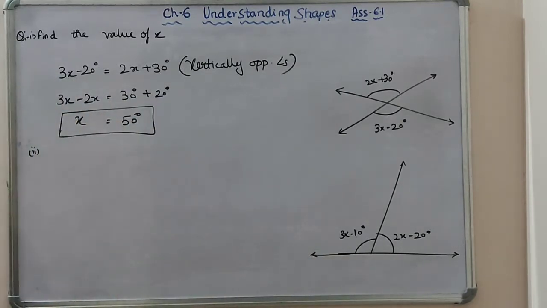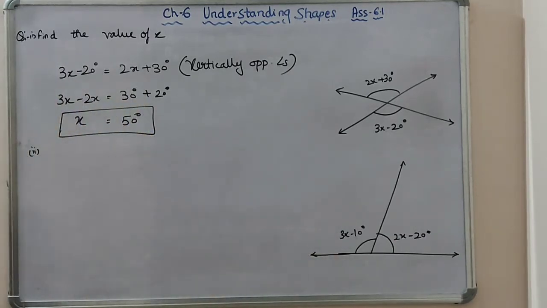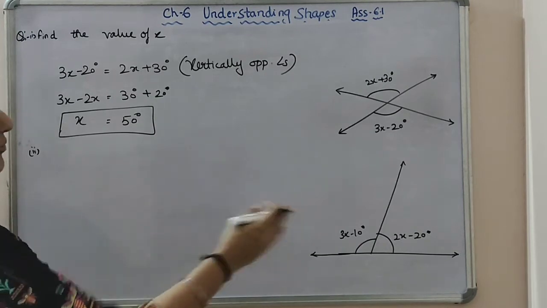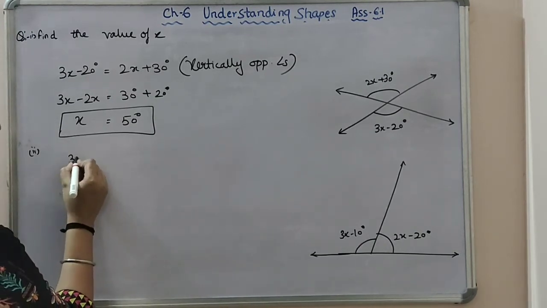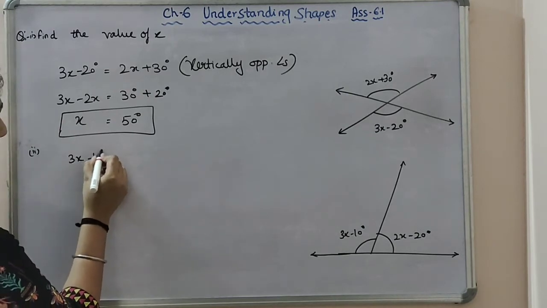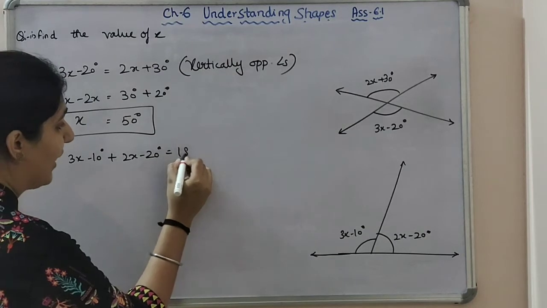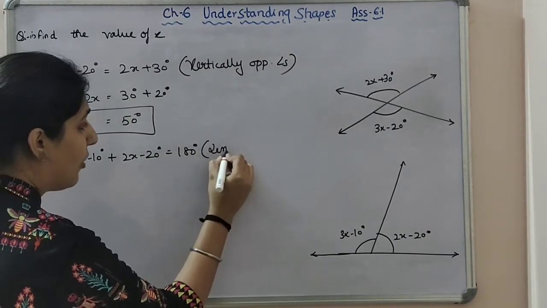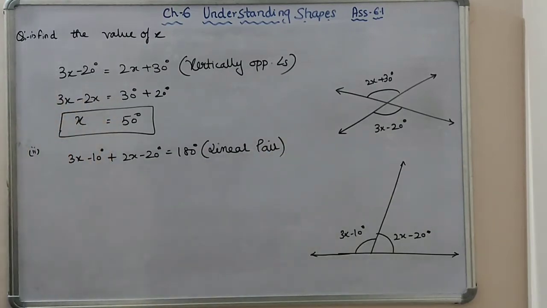They are given to us and we have to find out the value of x in these both angles. Okay, so as these are forming a linear pair, their sum is equal to 180 degrees. So we can write it as 3x minus 10 degrees plus 2x minus 20 degrees is equal to 180 degrees. Why? Because they are forming a linear pair. We must write the reason for writing this.